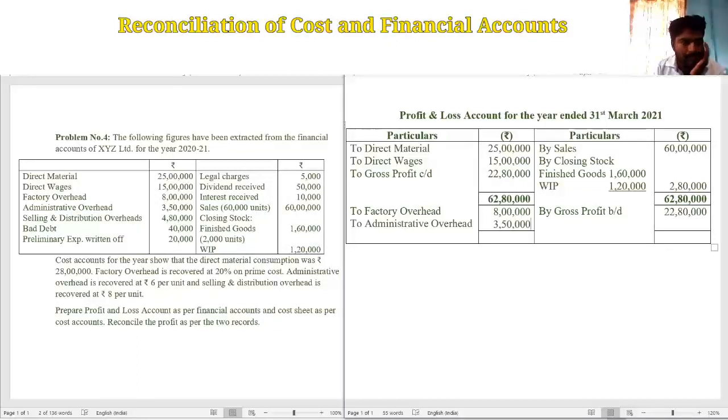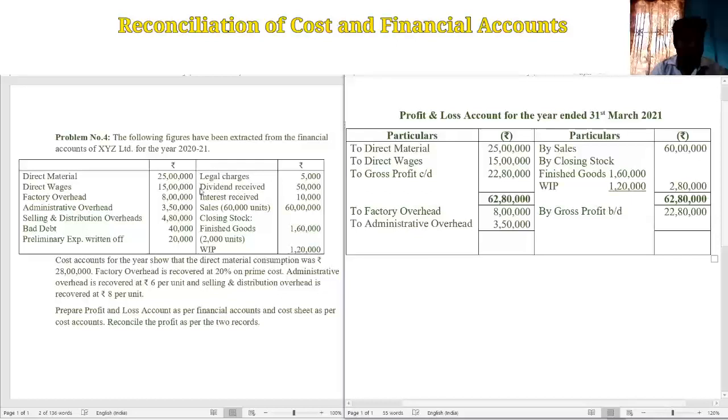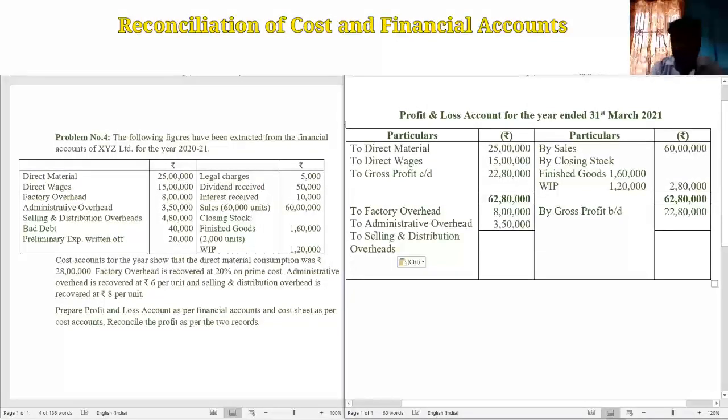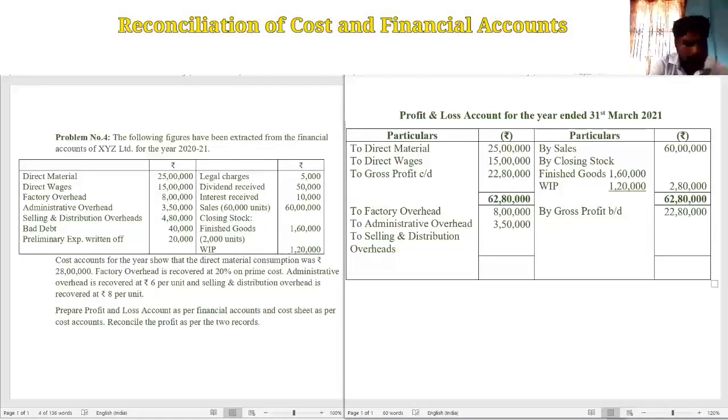Then to selling and distribution overheads. You write the amount of selling and distribution overheads. Amount is 4,80,000.